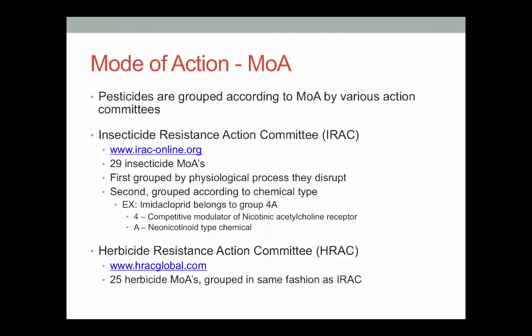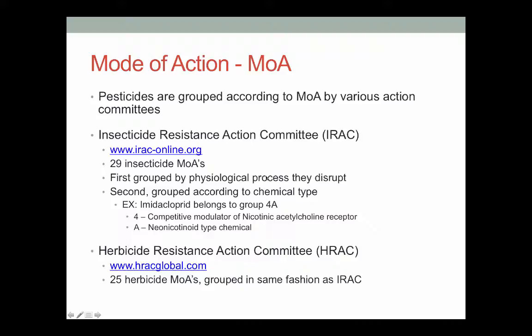As far as modes of action are concerned, there are various groups that basically take it upon themselves to figure out what the mode of action is for all chemicals, and then categorize them according to those modes of action. For insecticides, it's IRAC, or the Insecticide Resistance Action Committee. They are basically an independent group. I believe they're run out of Michigan State right now. They look through all pesticides, categorize them, and provide essentially a table that tells you where various insecticides fit in.